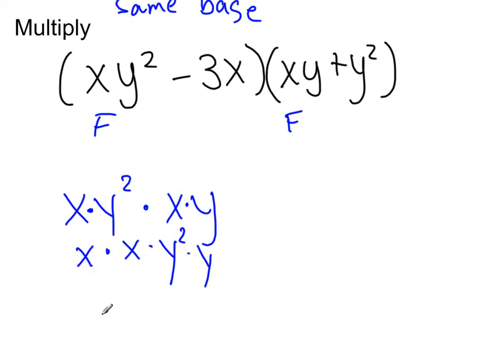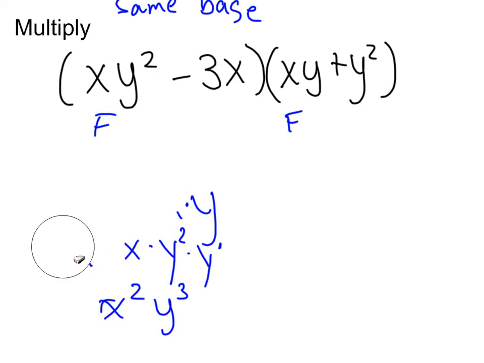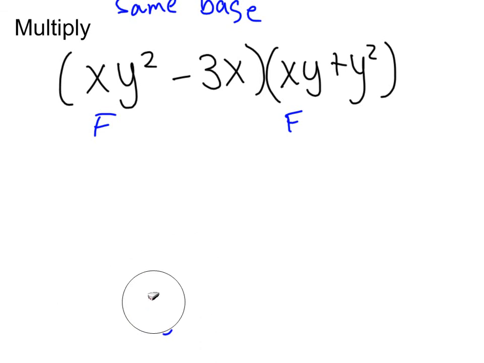X times x is really x squared. Y squared times y is really y cubed. Remember, there's a little 1 there. 2 plus 1 is 3. Alright, so we can't multiply x squared times y cubed any further. That's all we can do. They have to have the same base in order for us to continue on. So when we multiply our first terms, we get x squared y cubed. So I'm going to erase this and write it down again. We have x squared y cubed.